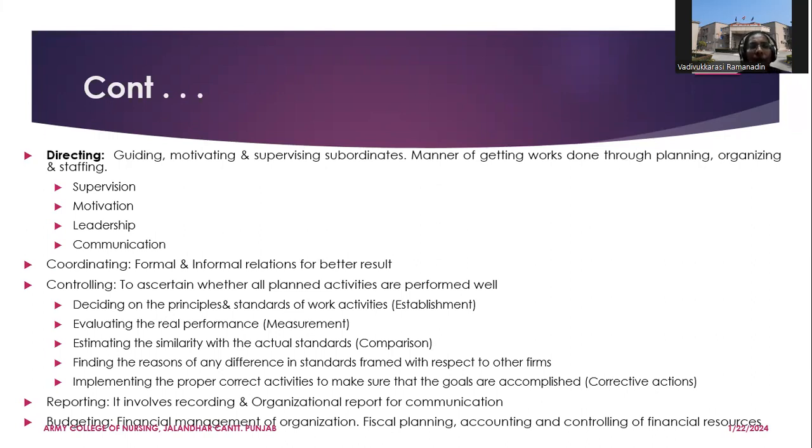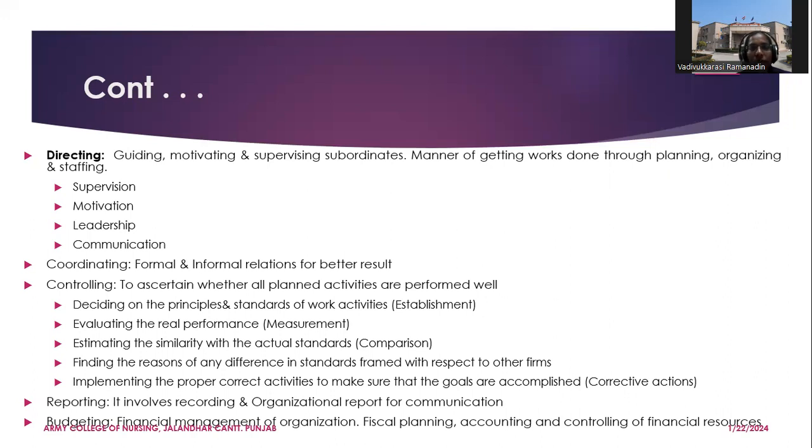Once we have taken the people, we have to direct them, coordinate them, control them, and finally report and see that the budget has been done or not. It is called POSDCORB. So planning, organizing, staffing, D for directing. This involves guiding, motivating, and supervising the subordinates. It is the manner of getting work done through the planning, organizing, and staffing. Here we are mainly supervising the people, because that is how we identify where people are making a mistake. So we are supervising them, motivating them, bringing out good leadership, and communicating with them. So this is about the directing function.